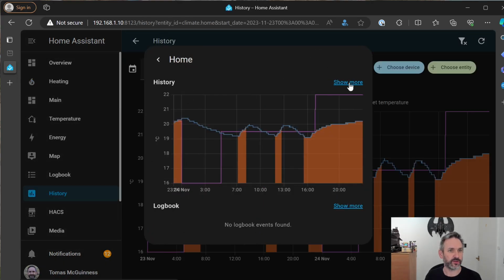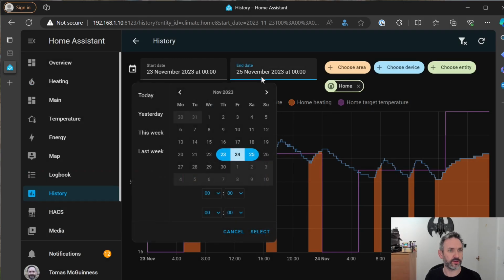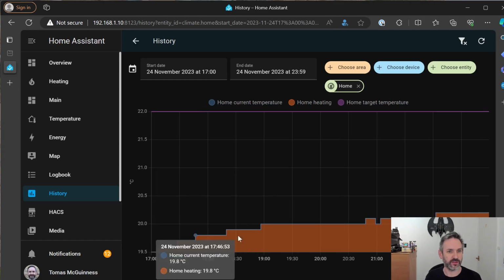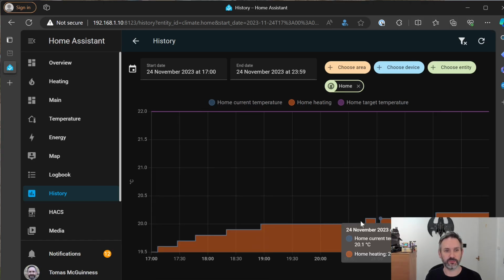If we take a look at the graph, and we look at that for today, from say 5 o'clock. Run that. You can see it's still gently crept up, but it's pretty level at about 20.